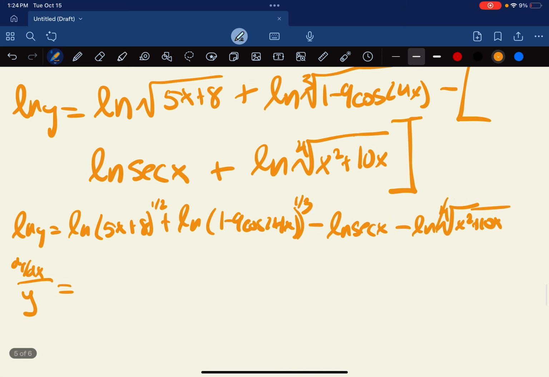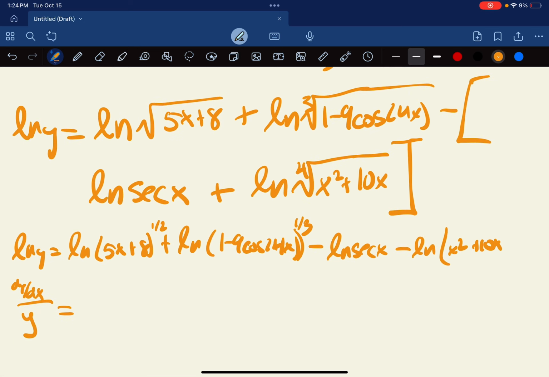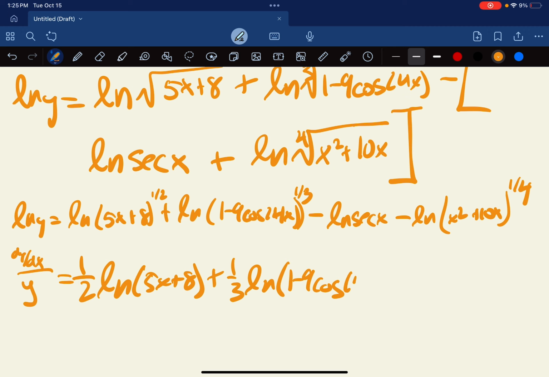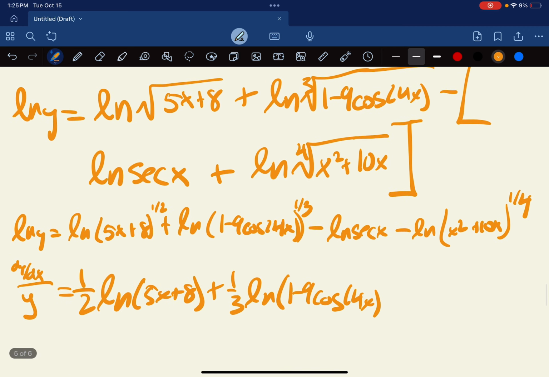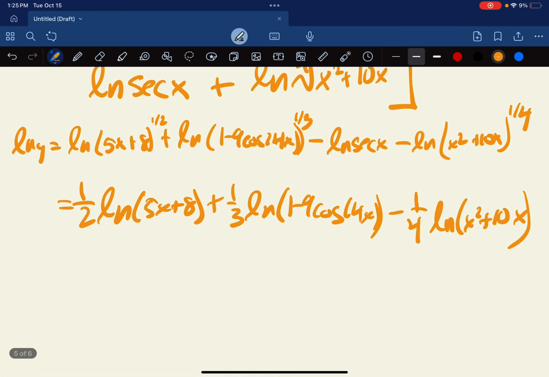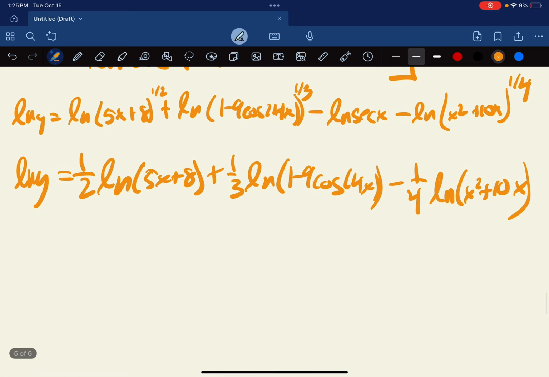And then we can rewrite this as to the 1/4. So that 1/2 gets brought down in front. That 1/3 gets brought down in front. And that 1/4 gets brought down in front. So then now we can go through, I'm sorry, this is still ln y. We haven't taken the derivative yet. But now we're going to go and take the derivative of each of these terms.